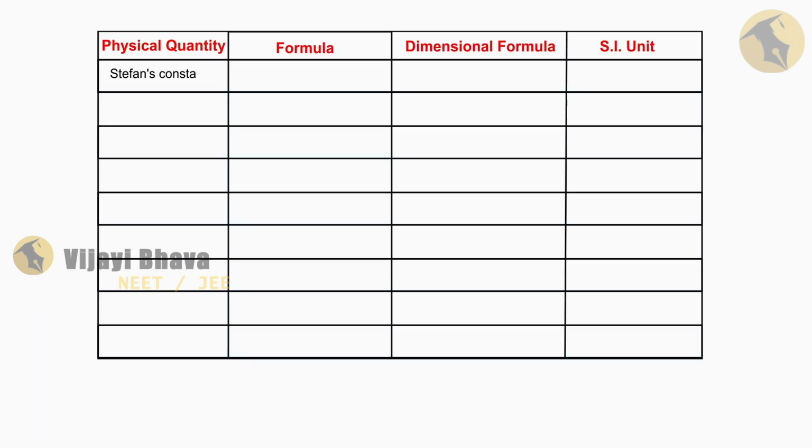Next, the Stefan's constant. It has a formula sigma is equal to Q by A t into T power 4. Here the small t indicates time and capital T indicates temperature. The dimensional formula for this becomes M1 L0 T minus 3 K minus 4. The next one, solar constant. It has a formula energy by area into time. When you substitute the dimensional formula of these quantities and then simplify, we get M1 L0 T minus 3.